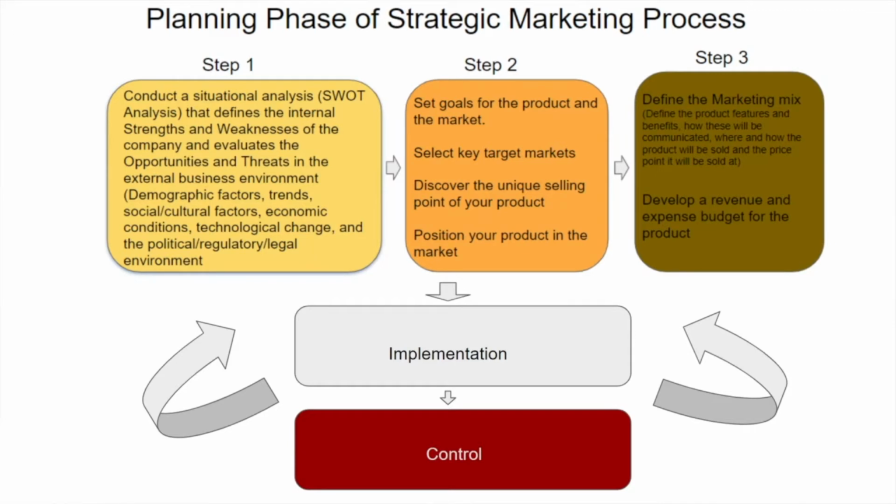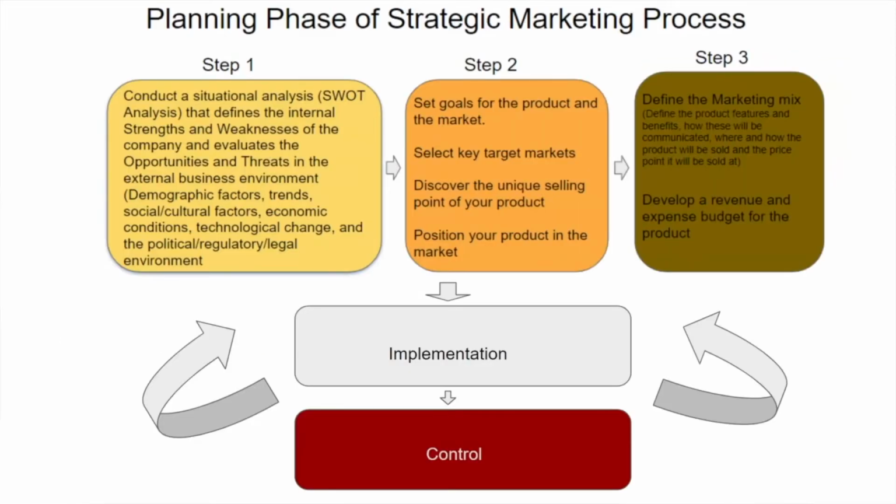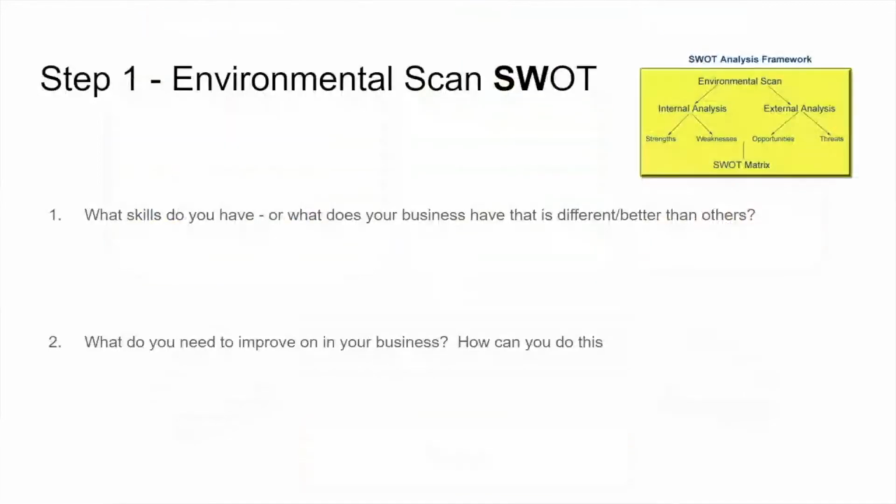So let's take a look at this process. We're going to do it one step at a time. So we're going to start up here in this section of step 1. And I want you to take a couple of minutes to think about a SWOT analysis for your business or you. And we're looking at really the first part, the S and W, which is the strengths and weaknesses.